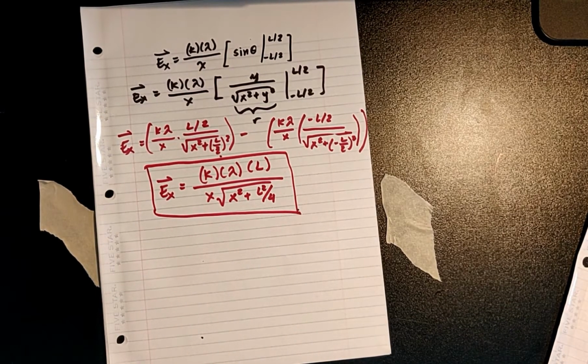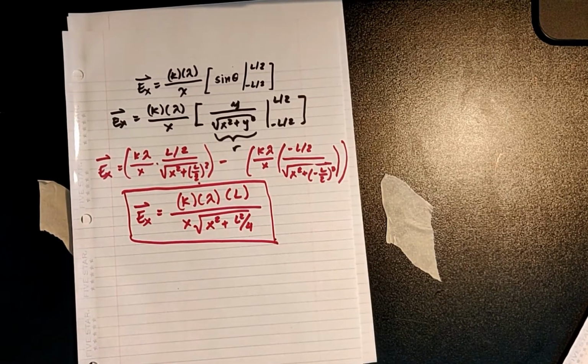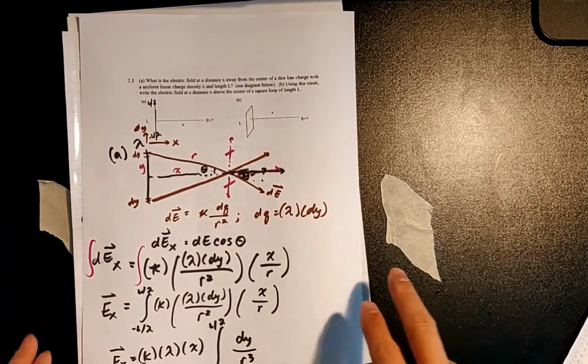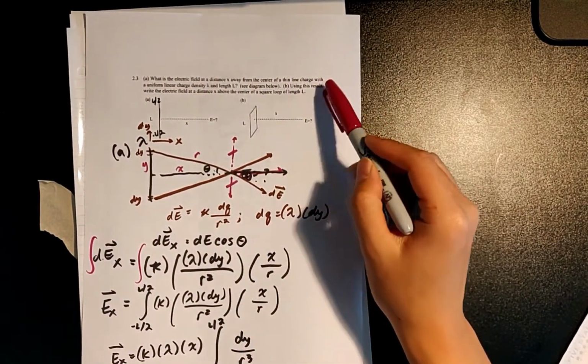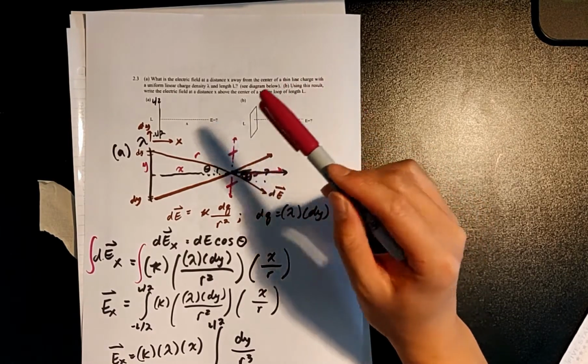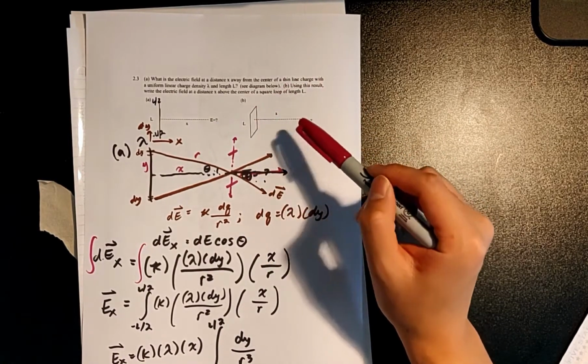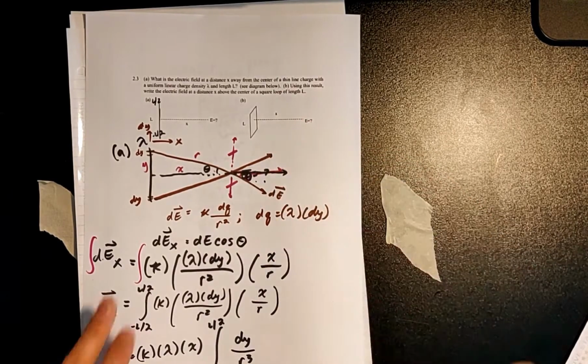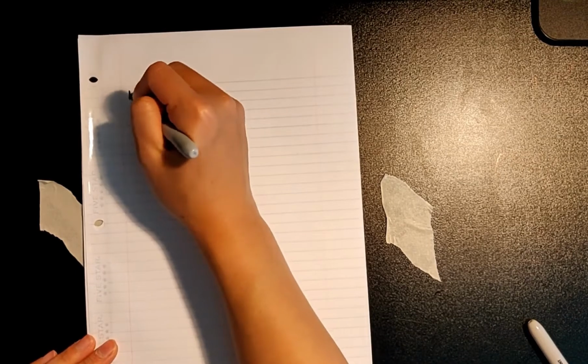So now, moving on to the second part of the problem. The second part of the problem is simply asking, using the same result as we got in part A, write the electric field at a distance x above the center of a square loop of length L. So I'm just going to redraw the diagram. So this is for part B.